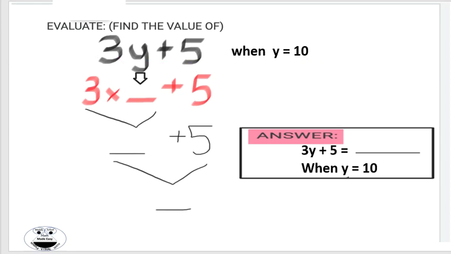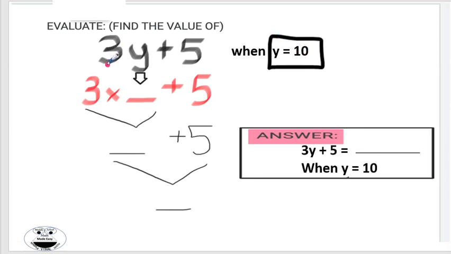So first of all, what does evaluate mean? Evaluate, from the word value, means find the value of. So we are not finding what y is equal to. They are giving it to us here. They're telling us what y is equal to. We are not solving an equation. This is just like a math sentence, and we need to just plug in the number that y is equal to, and then do the operations in the proper order using PEMDAS.